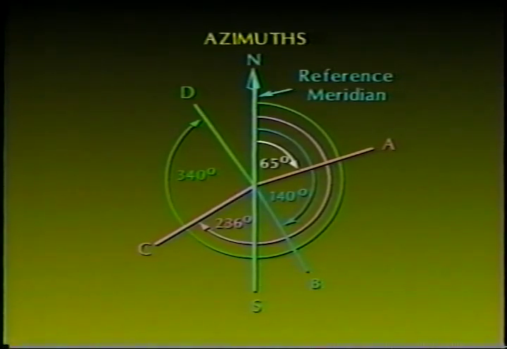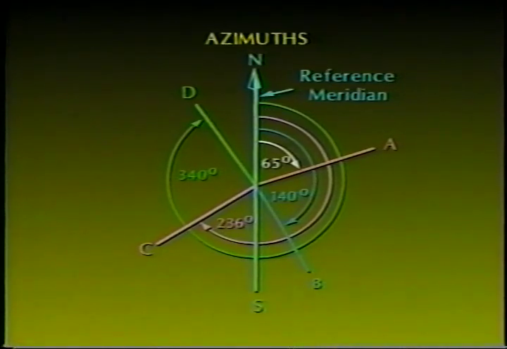For example, the azimuth from O to A is 65 degrees. Then the back azimuth, or the azimuth from A to O, is 65 degrees plus 180 degrees, which equals 245 degrees. The azimuth from O to C is 236 degrees. The back azimuth, or the azimuth from C to O, is 236 degrees minus 180 degrees, which equals 56 degrees.